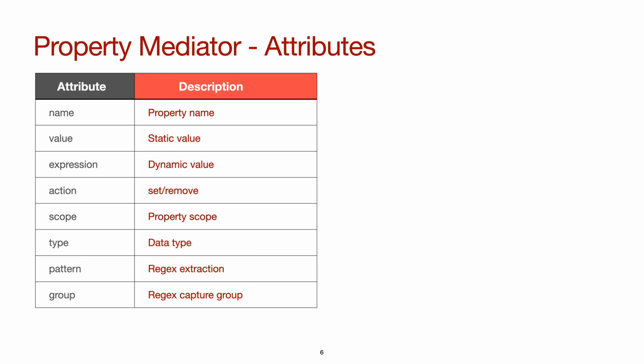Now, here are some of the key attributes of property mediator like name, value, expression for dynamic value ingestion, action for setting or removing, scope within the sequence or axis2 or the transport, the type which defines the data types, the pattern and the group.